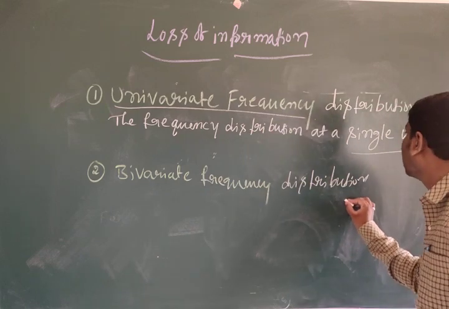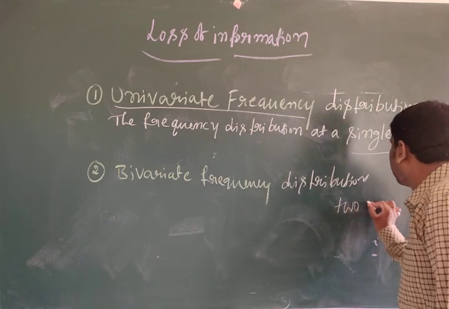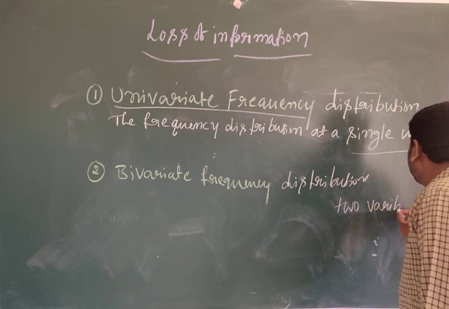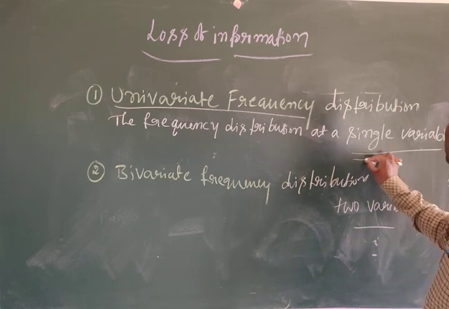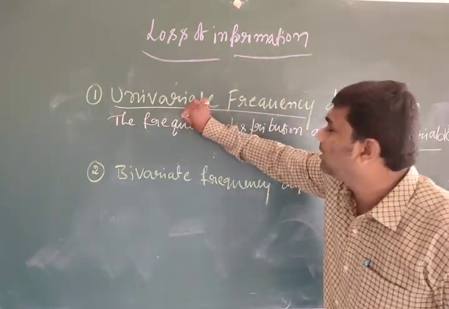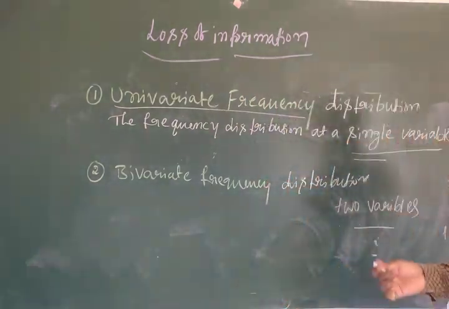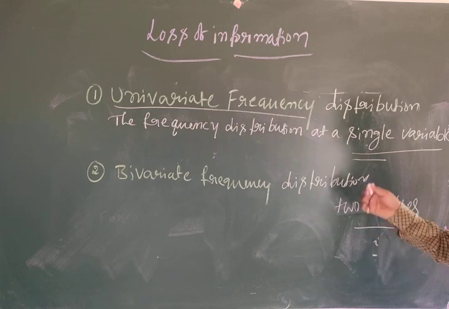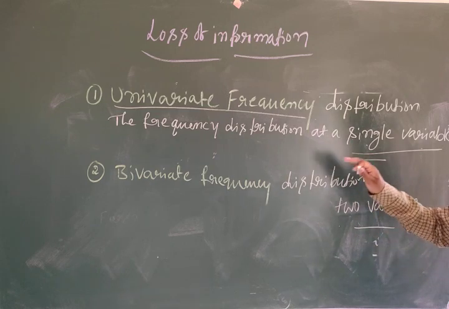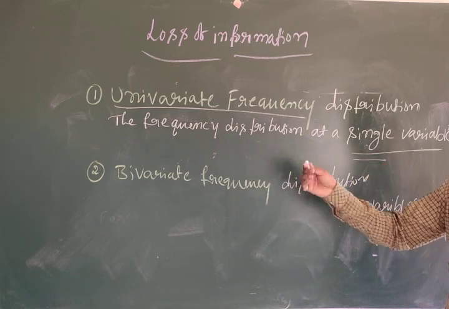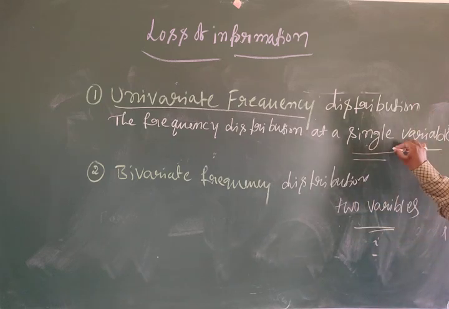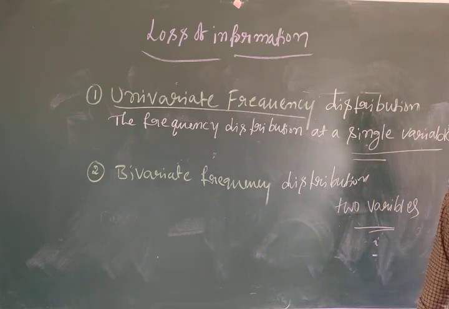This is a single variable, univariate frequency distribution. Two variables, that is bivariate distribution. The frequency distribution of two variables is called bivariate, and that of a single variable is called univariate.